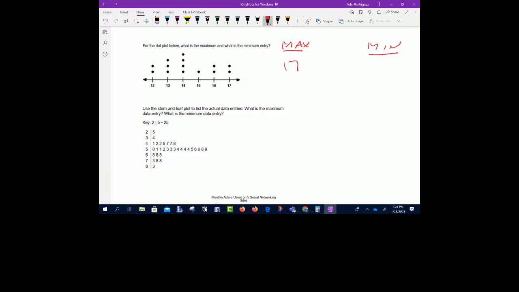17, right? How many 17s were there, by the way? 2, right? What's the smallest number? 12. How many 12s were there? Okay. Guys, let me ask you one more question. How many 14s were there? There you go, right? That's all a dot plot is, right? It's just a way of reading different information. Okay.